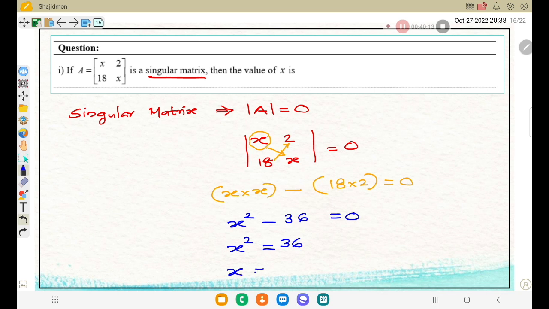So what will be x? Plus or minus root 36, correct? So what are the possible values of x? Plus or minus root 36 means 6. So what are the x numbers? x equal to 6 and x equal to minus 6. Hope you understood this question.